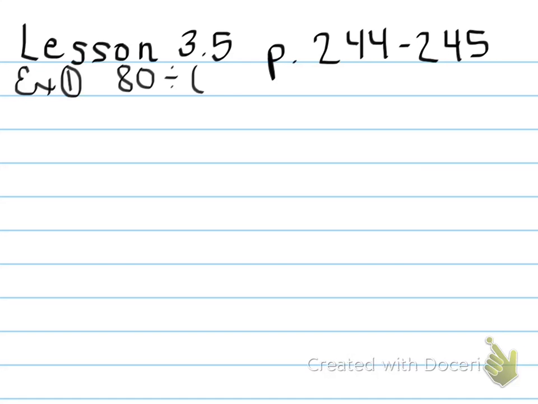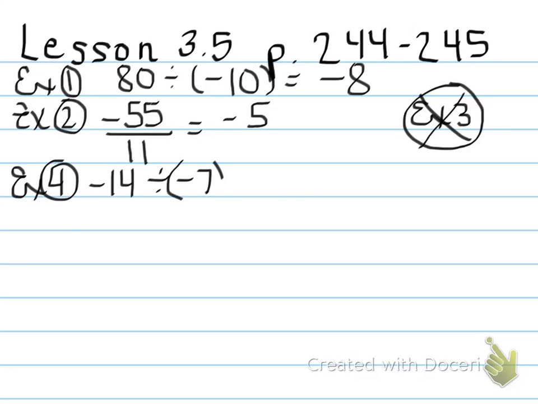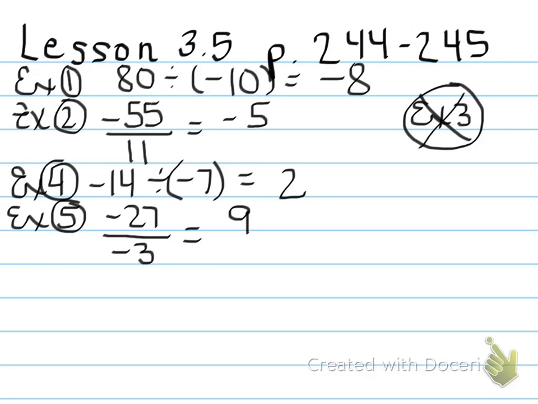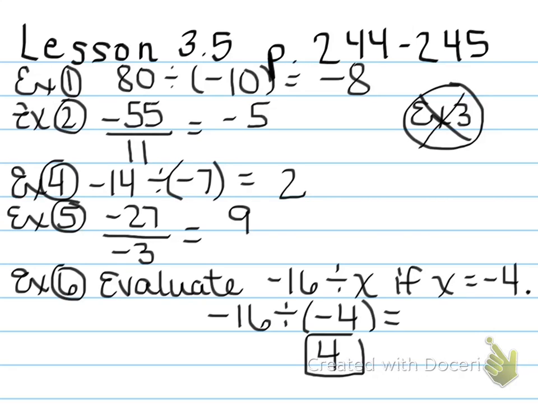Alright, so lesson 3.5, I'm going to combine the pages 244 and 245 with examples. And as you can see, I've marked out to the side. We're not going to go over example 3. That's something covered in a different chapter, and we've skipped around, so we'll have to come back to that. But example 1, again, we did these together in class. Same rule applies, same sign positive, unlike signs negative. So 80 divided by negative 10 would be negative 8 because they're unlike signs.